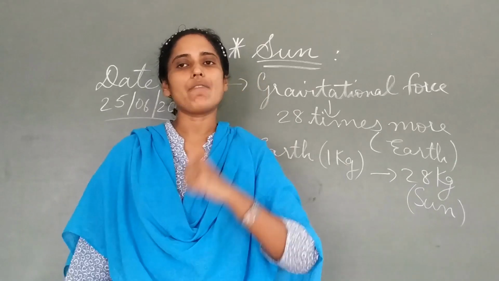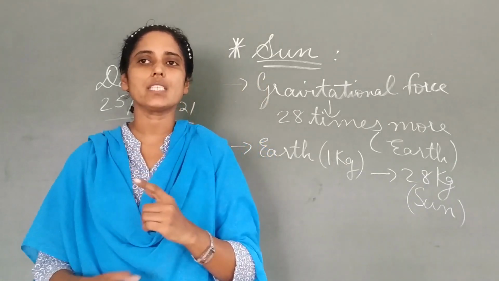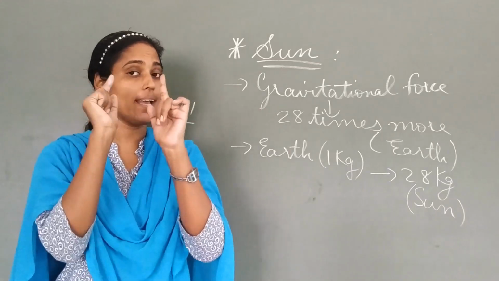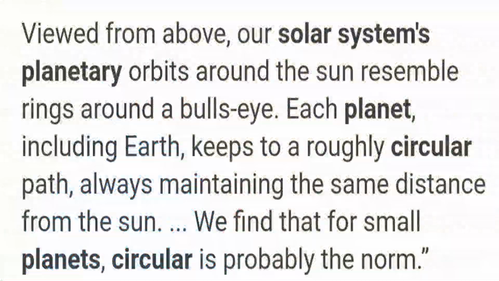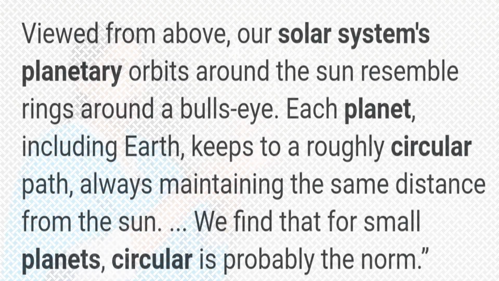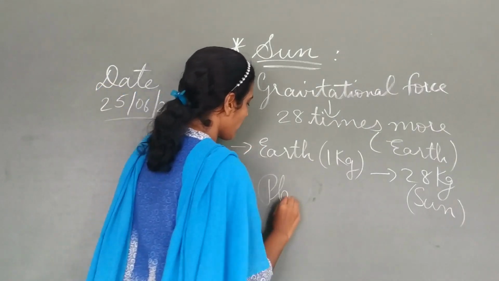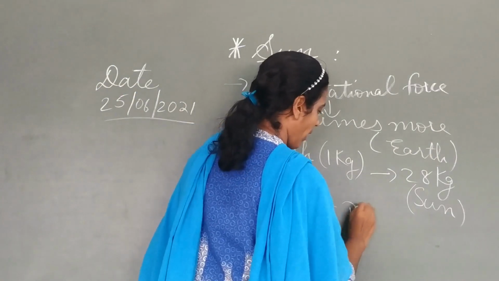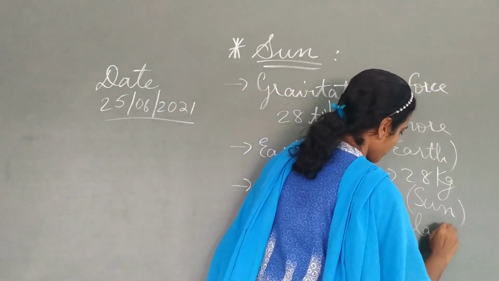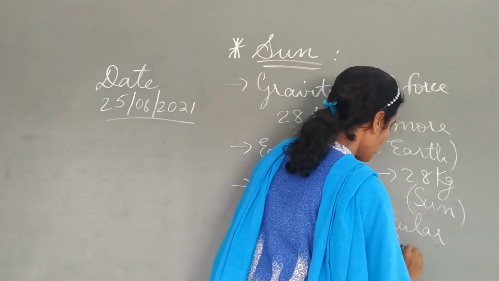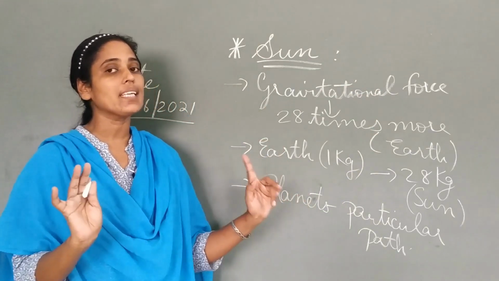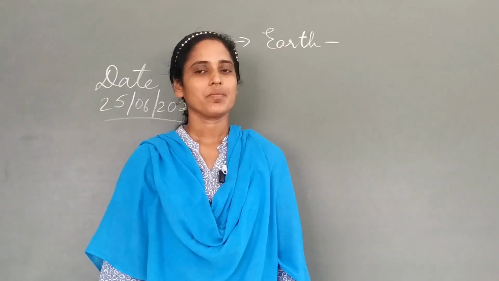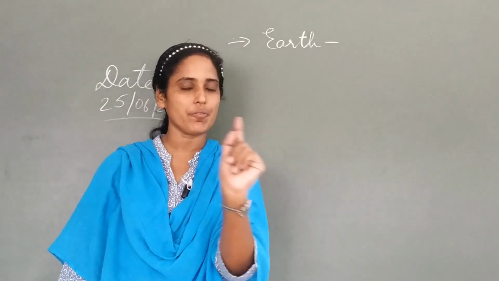Because of this gravitational force, planets are always in a particular path. As we drew in the diagram, that elliptical, oval, circular type of path, they move in that particular path and revolve around the sun. Why? Because the gravitational force of the sun is more. Always it is more. So planets revolve in their particular path. And due to this, we can conclude, we can prove that the gravitational force of the sun is more than any other element in the solar system.